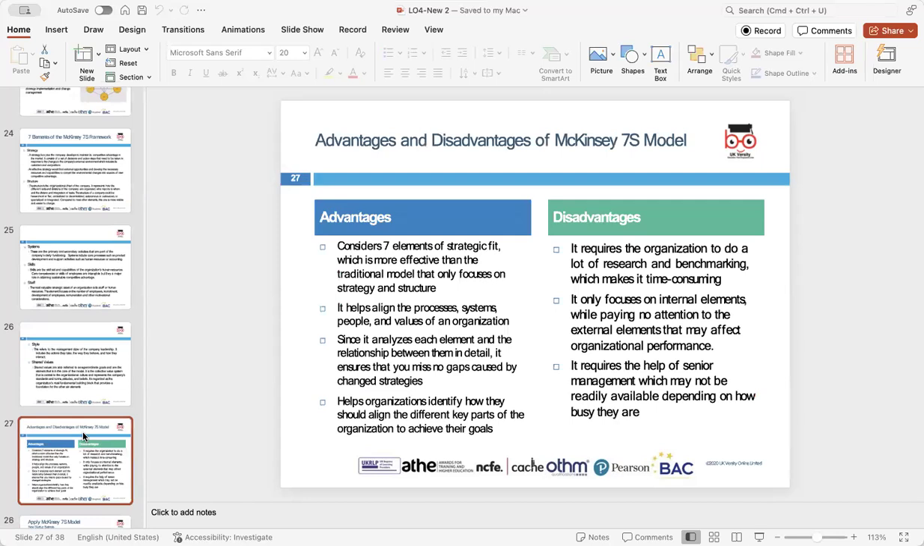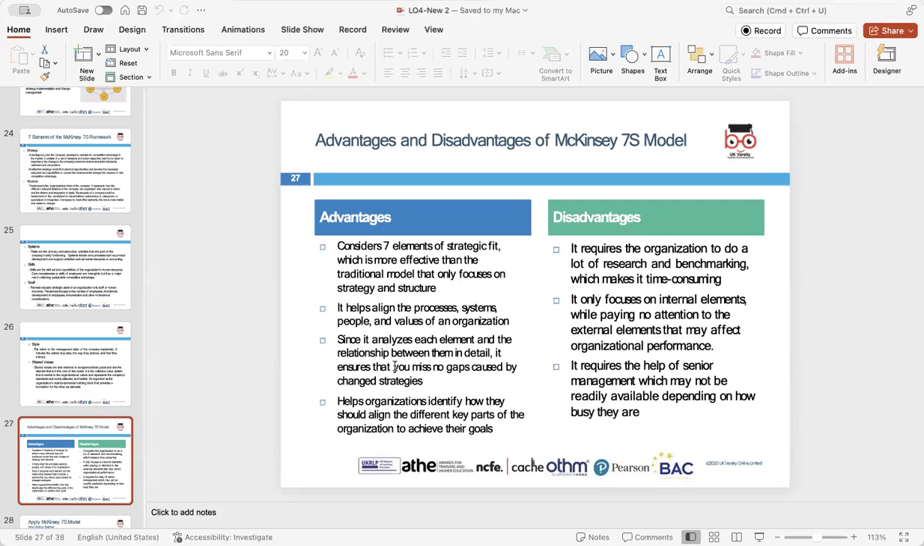Again here, McKinsey's 7S model advantages and disadvantages. It is a comprehensive framework of organizational effectiveness. One of the model's primary advantages is that it is a holistic approach to strategic fit, considering 7 internal elements rather than just focusing on strategy and structure. The comprehensive perspective enables a more thorough alignment of process, system, people, and values within organizations, contributing to greater effectiveness.